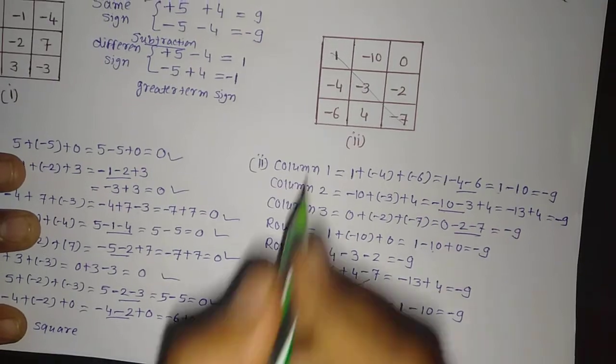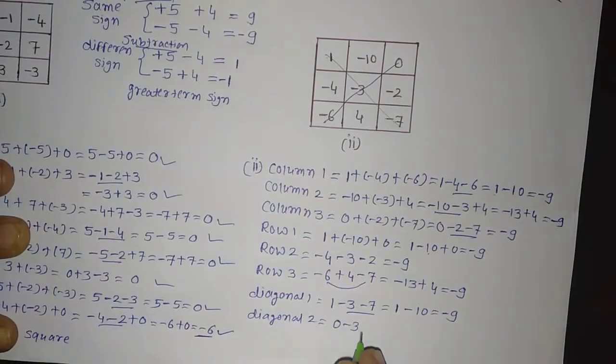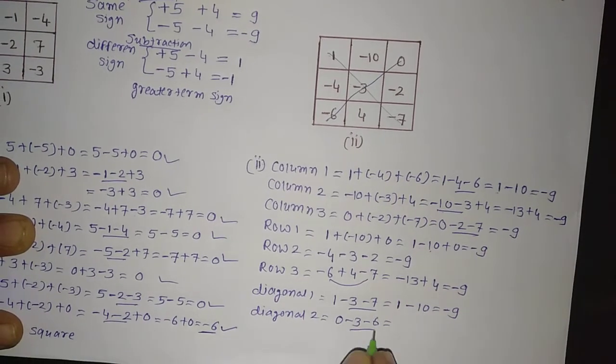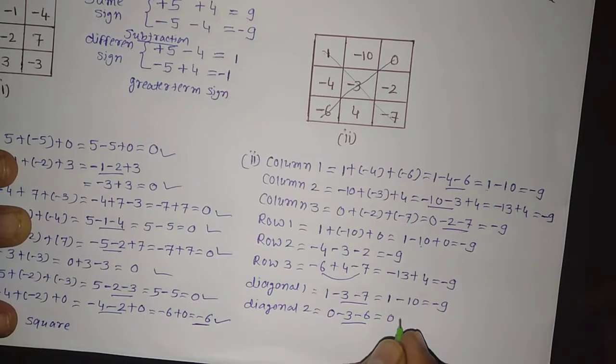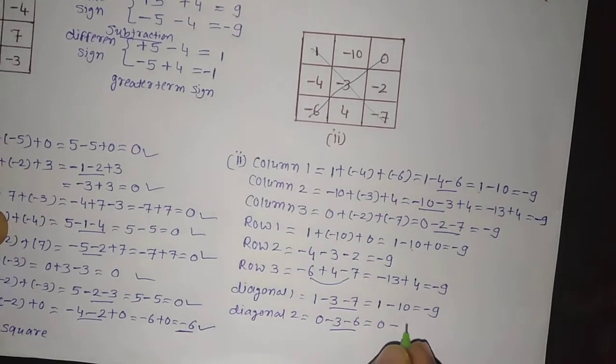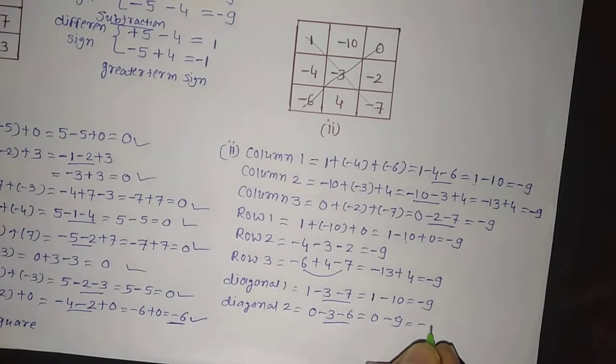Diagonal 2 is this one, that is 0 minus 3 minus 6. Both have the same sign. 0 is negligible, so I can write it as 0 even. Minus 6 plus 3 is 9 with the negative sign. 0 minus 9 is equal to minus 9.